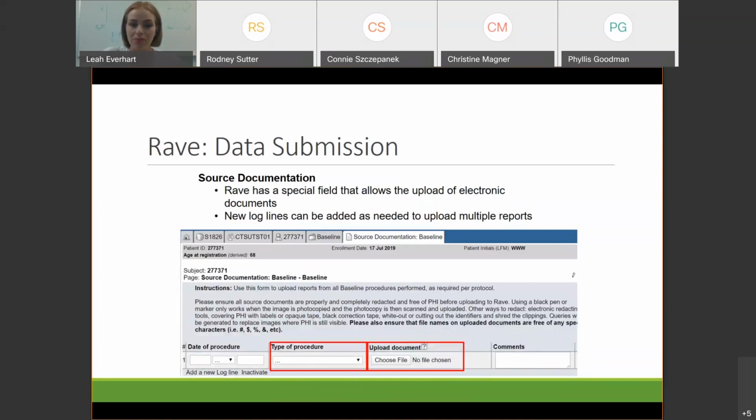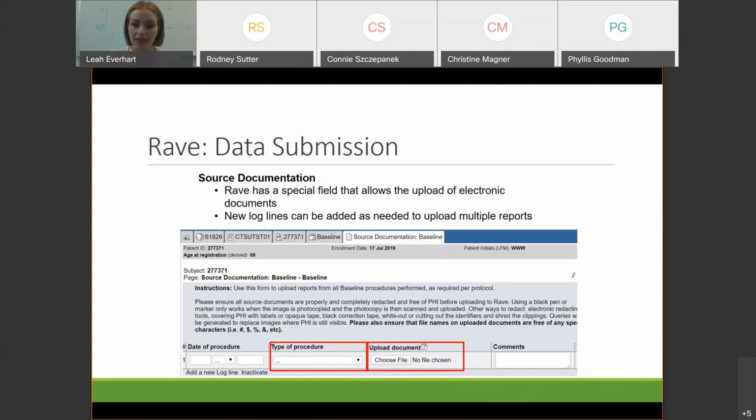So RAVE has a special field for the submission of electronic documents, and this allows you to upload documents by searching for the file on your local computer by selecting the Choose File button and then upload the document directly into RAVE. But be aware that when uploading forms, the type of procedure selected might determine whether an associated expectation should be resolved. So be sure to choose the most specific type applicable and pay attention to the form instructions because they may instruct you on how to label specific documents in order to resolve those expectations.